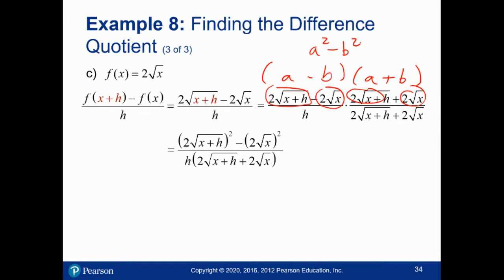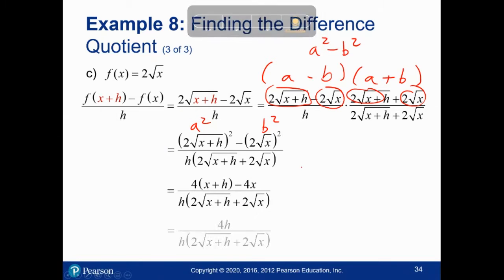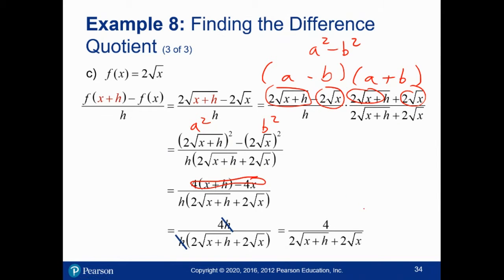It's the difference of two squares factoring, which is why in the next line we have A squared minus B squared. And this is particularly nice because then the square roots up there can be canceled out. 2 squared times x plus h, 4 times x plus h. 2 squared times root x squared, which is 4x, up in the numerator. Now the denominator still has all this stuff going on. It is what it is. Once I distribute out this numerator, however, the 4x minus 4x cancels, leaving behind 4h, and now those h's cancel again.